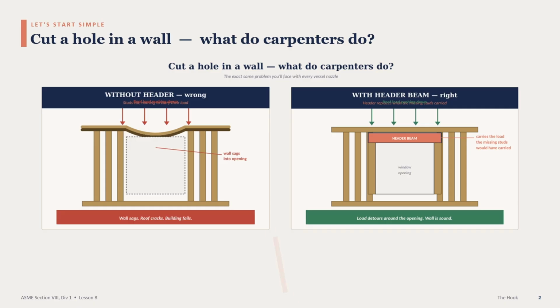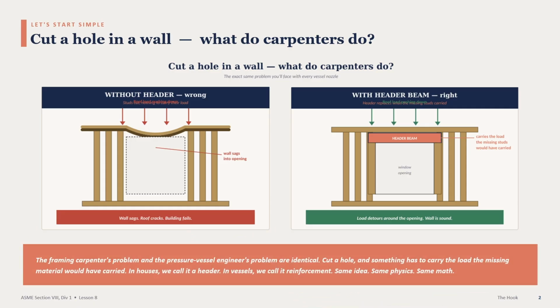The load detours safely around the opening. The wall is sound. This is exactly the pressure vessel engineer's problem. Cut a hole in the shell, and something has to carry the load the missing material would have carried. In houses, we call it a header. In vessels, we call it reinforcement. Same idea, same physics, same math. That's the entire discipline of UG-37 in one sentence.